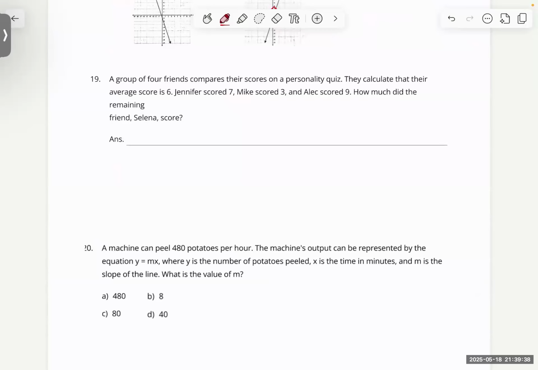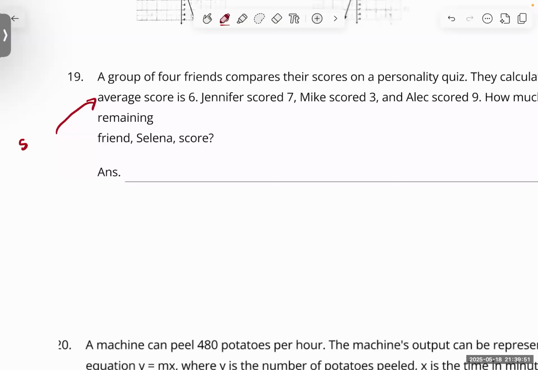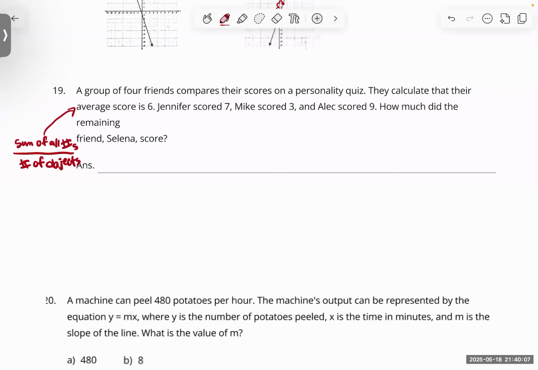A group of 4 friends compares their scores on a personality quiz. They calculate that their average score is 6. Okay, what is average again? Remember, the average of something is the sum of all numbers divided by the number of objects, or the number of people in this case. So the average score is 6. Jennifer scored 7, Mike scored 3, and Alex scored 9. How much did the remaining friend, Selena, score?